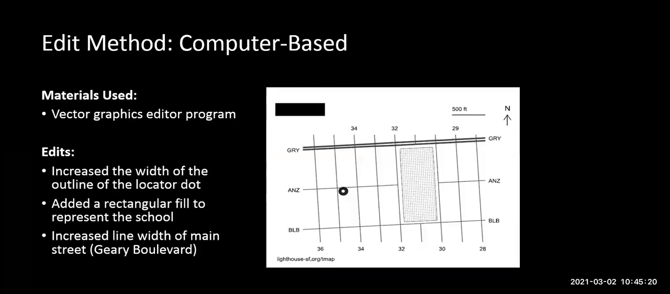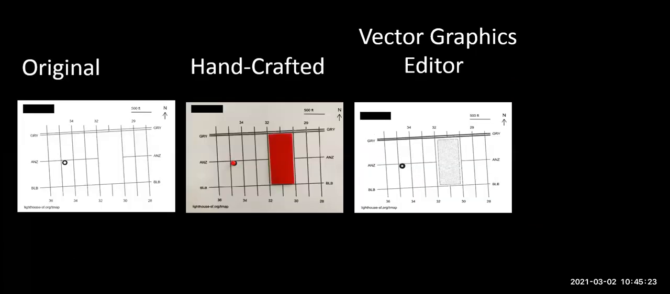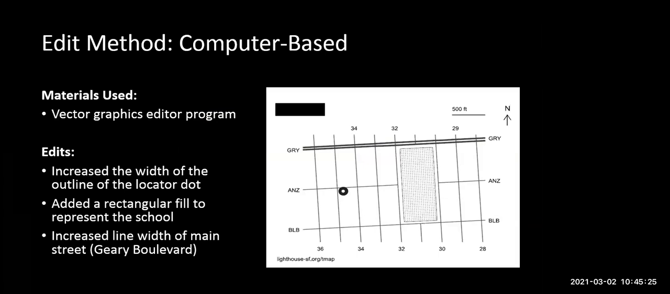Next slide, please. Previous slide. There we go. Thanks, Greg. So here I used a vector graphics editor program called Inkscape, and it did the same job, right? You see Gary Boulevard here accentuated. The locate dot has been accentuated as well, and I created a rectangular fill. Now, again, the advantage to this is I can use this again over and over with different students.